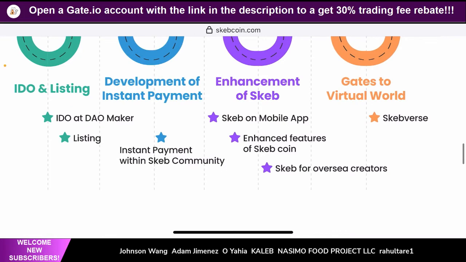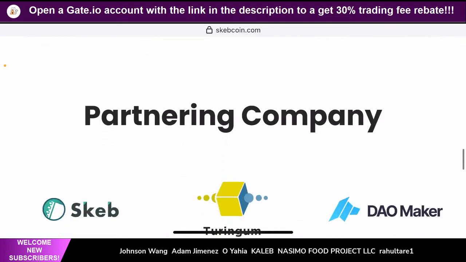They have a lot of exciting roadmap announcements that they're trying to incorporate in the future, Skebverse being the most important one, but you can also see they're trying to have a mobile app. They're also trying to have enhanced features for their Skebcoin, as well as provide features for overseas creators as well. So not just Japanese creators, but also creators from outside of Japan can have access to the Japanese market, right? So that's also going to be pretty interesting.